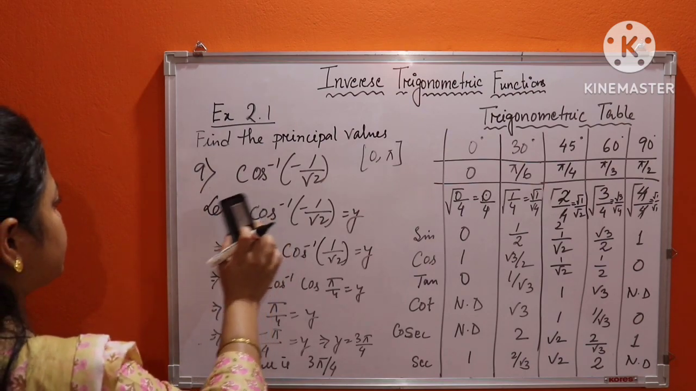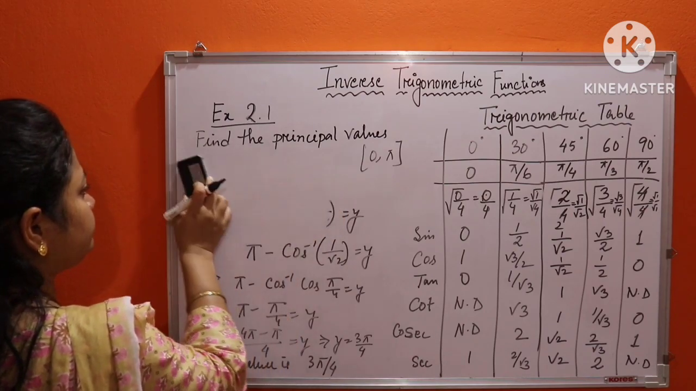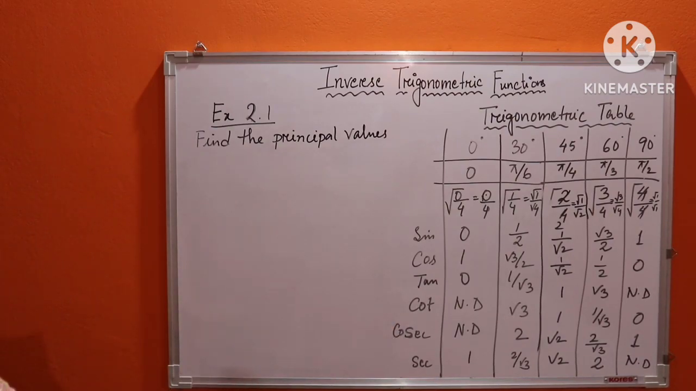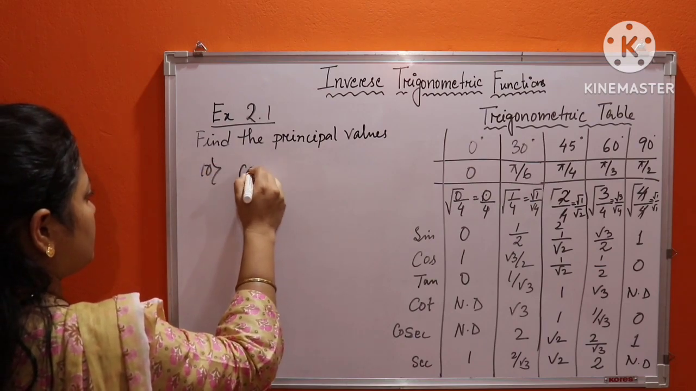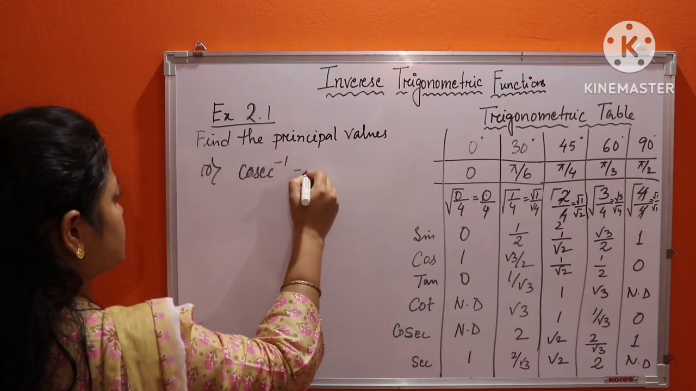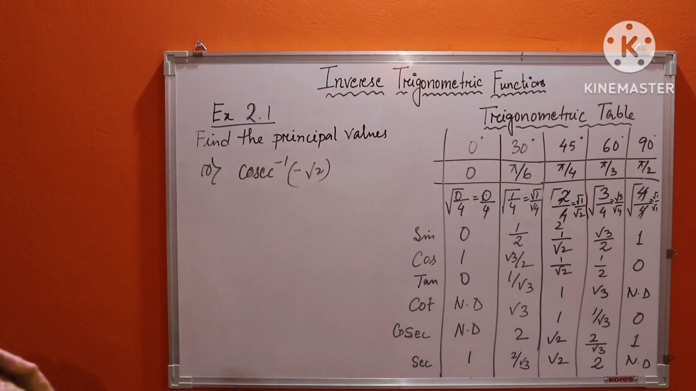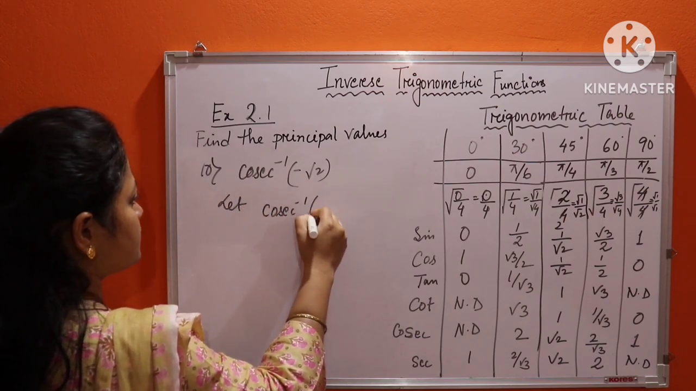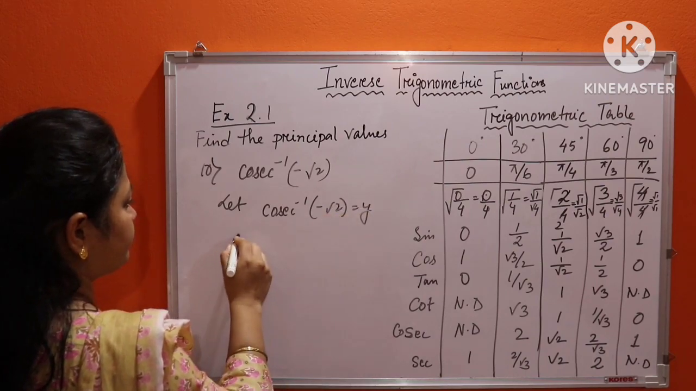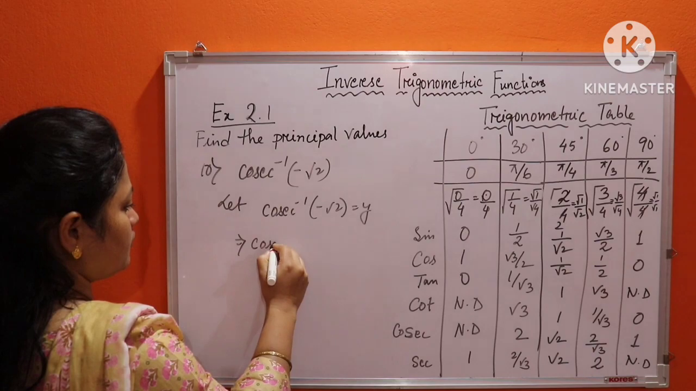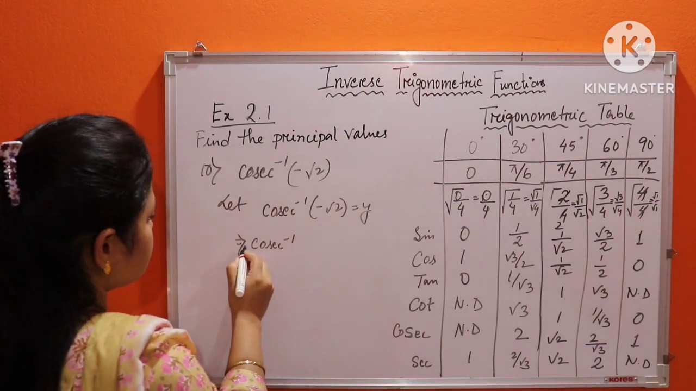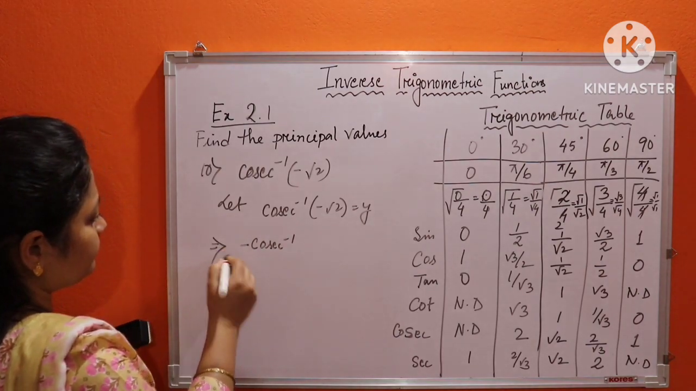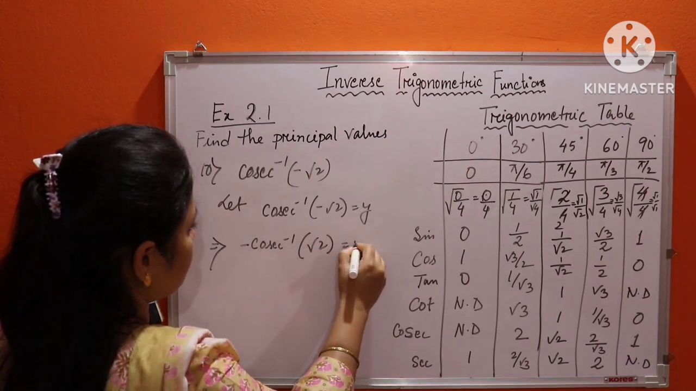Next, the last question for this exercise, question number 10, is cosec inverse minus root 2. Let cosec inverse minus root 2 equal y. The minus will come out, so y equals minus cosec inverse root 2.